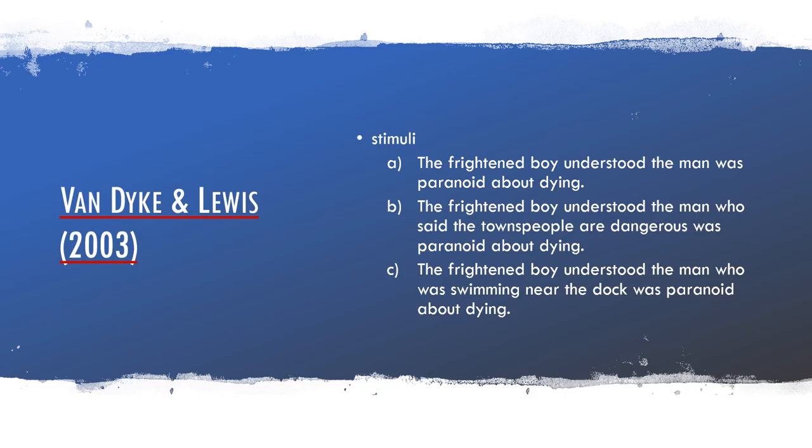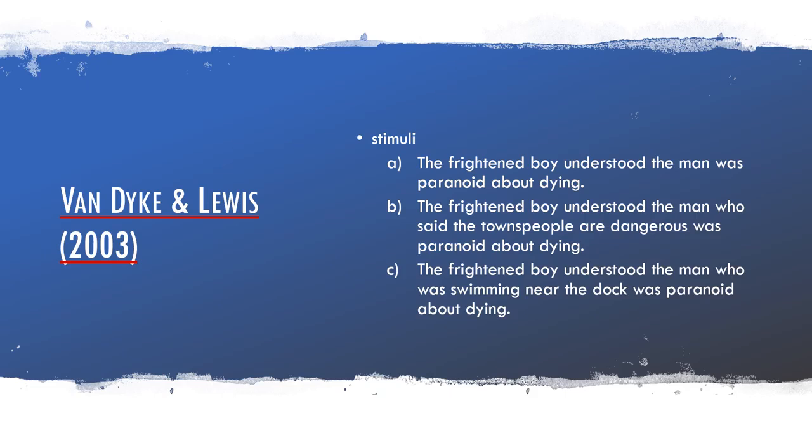In the sentence, "the frightened boy understood the man who said the townspeople are dangerous was paranoid about dying," the ambiguous region is very complex and it should cause high interference because there is an intervening subject, townspeople, between the ambiguous region, "the man," and the disambiguating verb. In the condition, "the frightened boy understood the man who was swimming near the dock was paranoid about dying," the region is less complex and there is no interfering noun between the ambiguous phrase "the man" and the disambiguating verb.